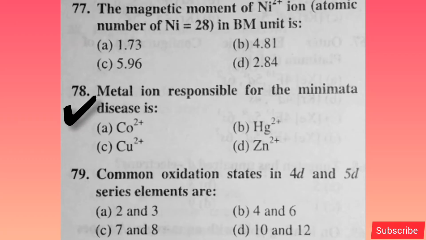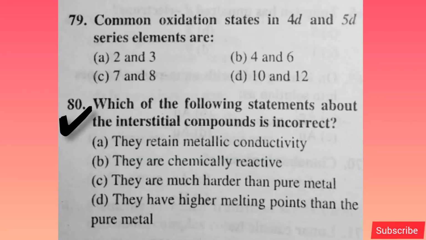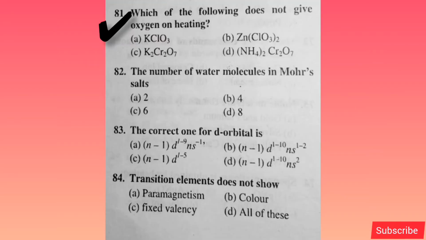Metal ion responsible for Minamata disease is. Option B is correct. Common oxidation states in 4d and 5d series elements, option C is correct. Which of the following statements about the interstitial compound is incorrect? Option B is right. Which of the following does not give oxygen on heating? Option D is correct. The number of water molecules in Mohr's salt?